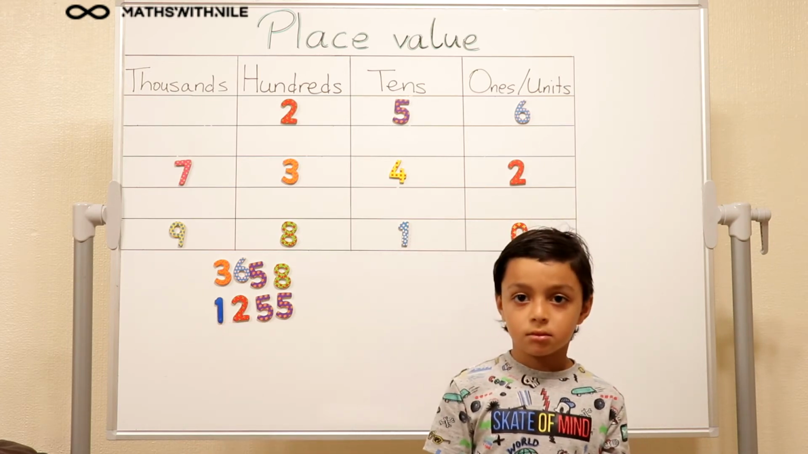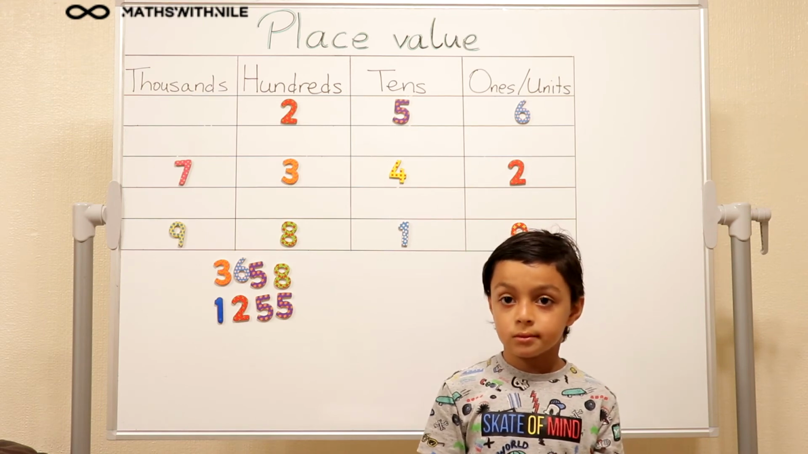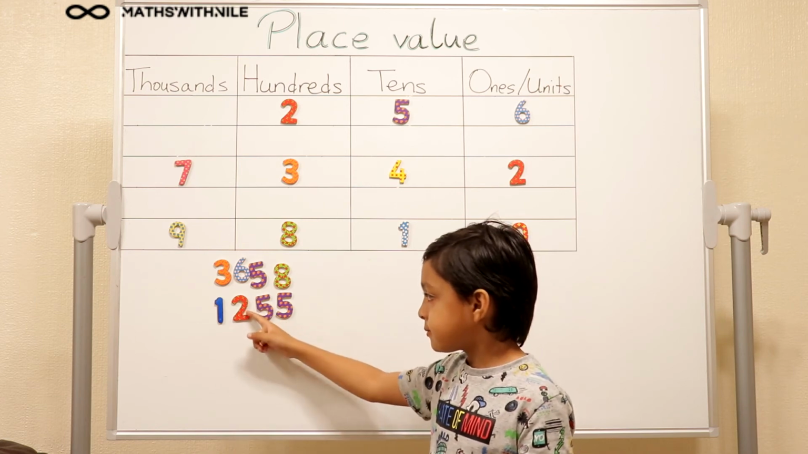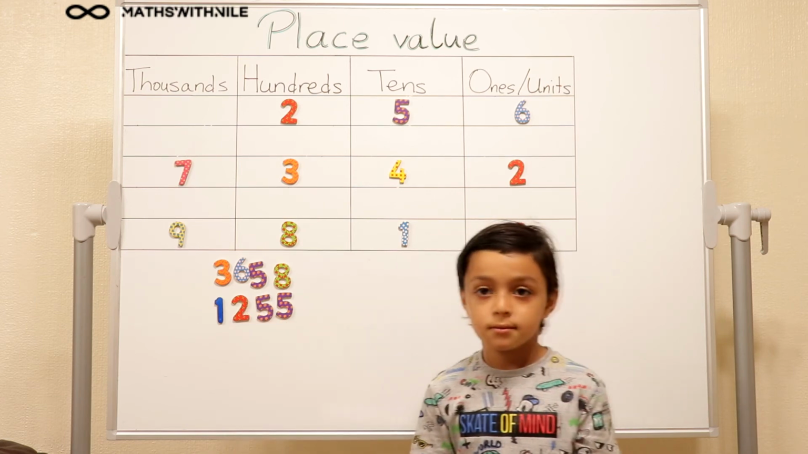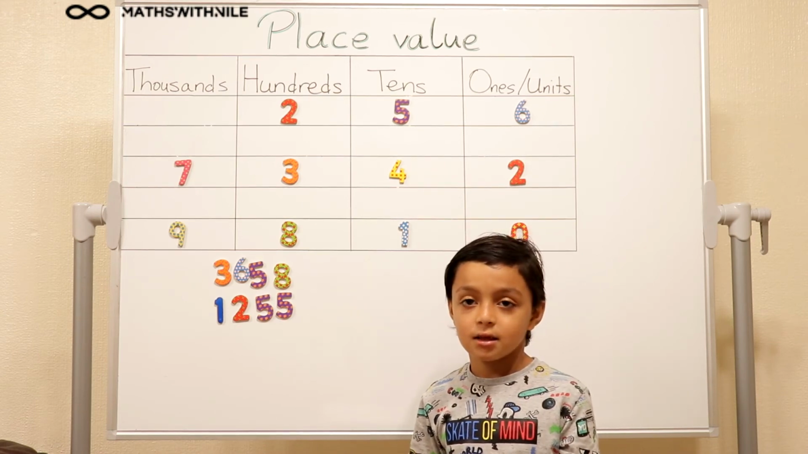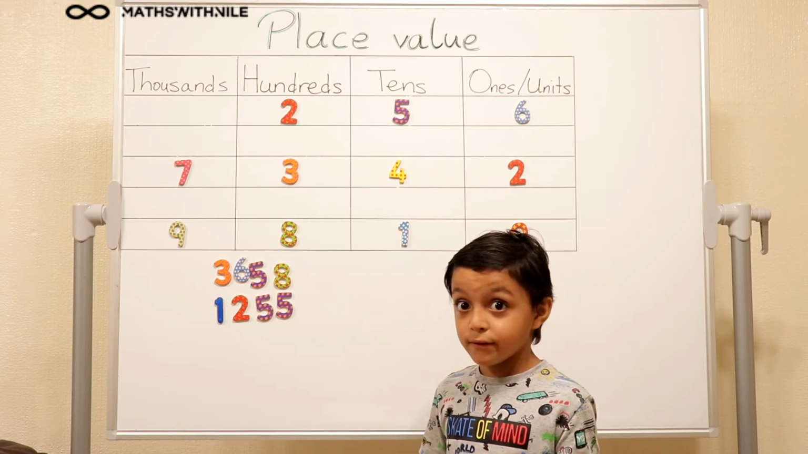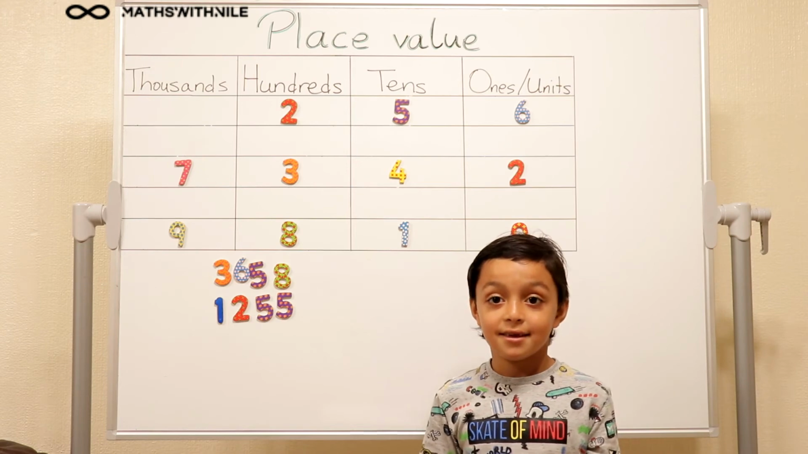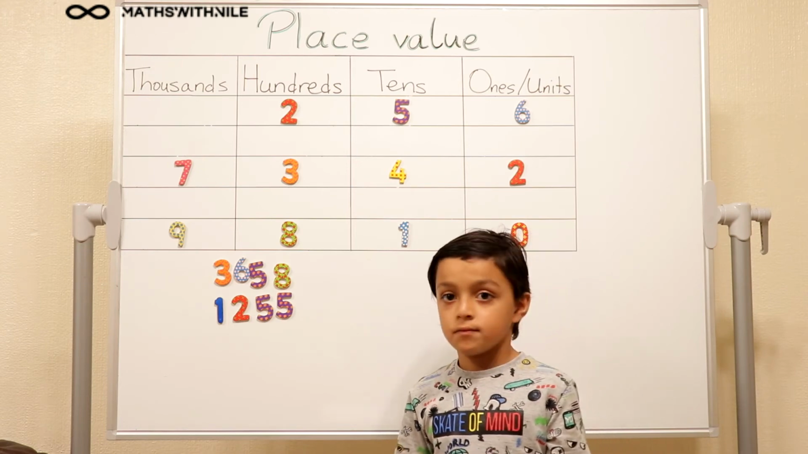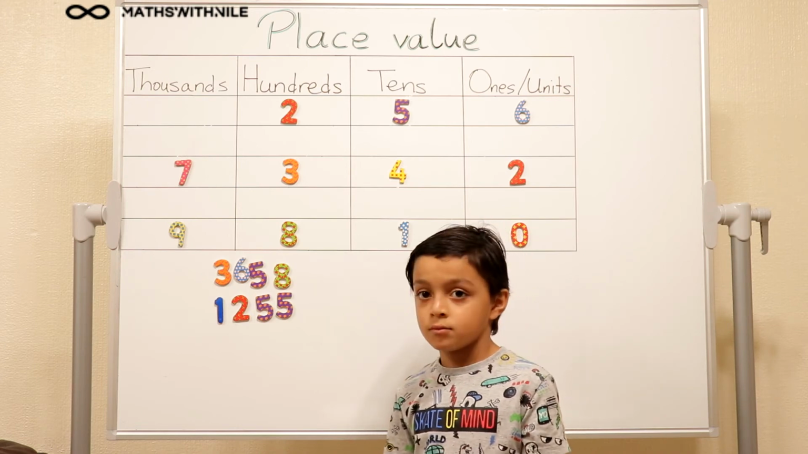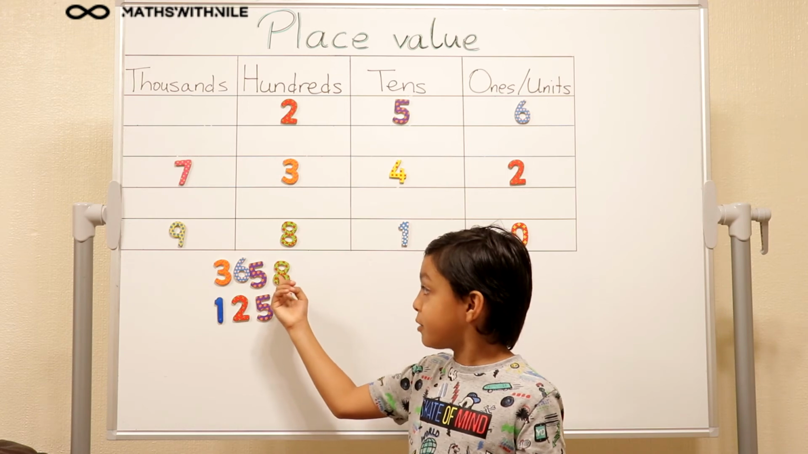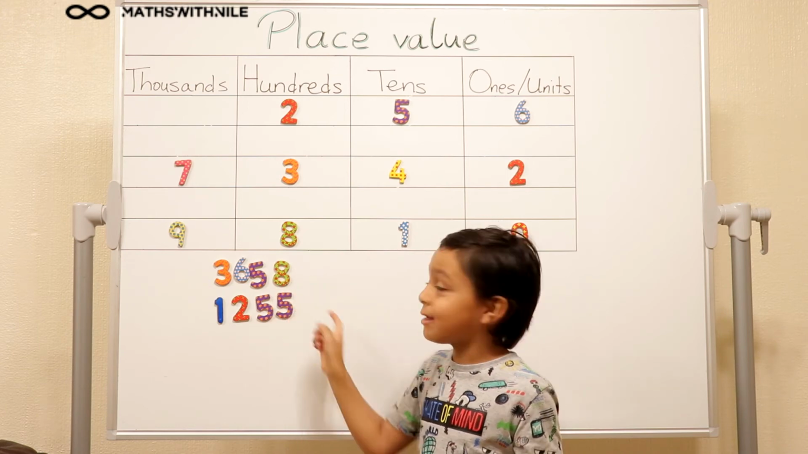So answer these questions, right? Think about what I'm asking you. What is the value of the 2 in that number that you've just put on the board? 200s, good. And what is the value of the 1? 1,000s. Okay, which number has the most units? This one, because it has 8 units, and this one has 5 units.